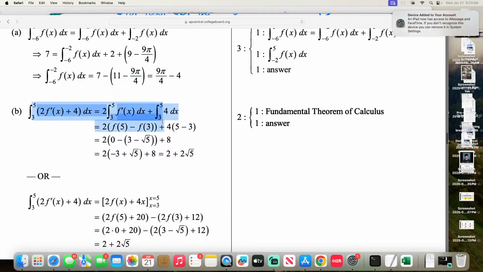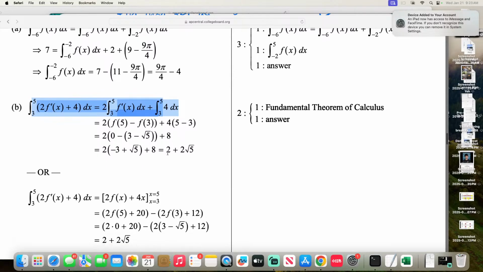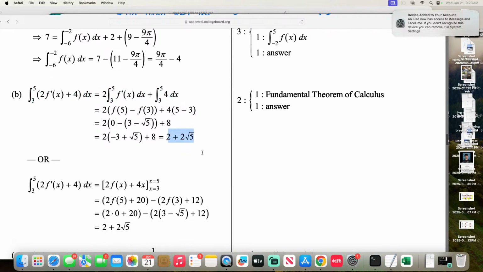Again, write down the fundamental theorem. Break up into 2 separate integrals. You get 2 plus 2 square root of 5. I think this one's kind of hard to earn, but did anybody not get it? It's okay?